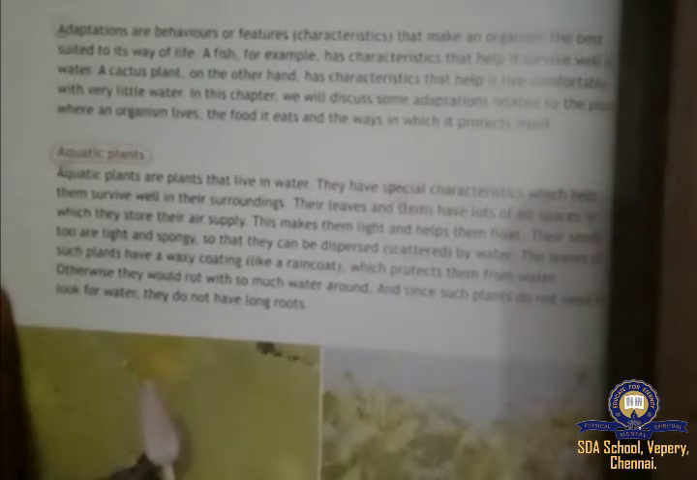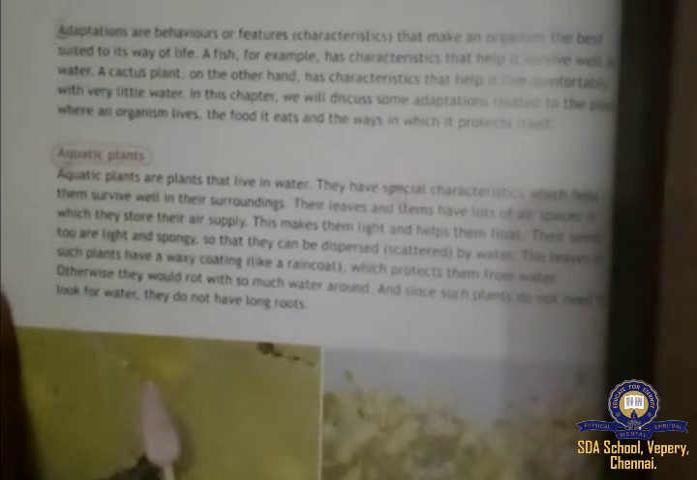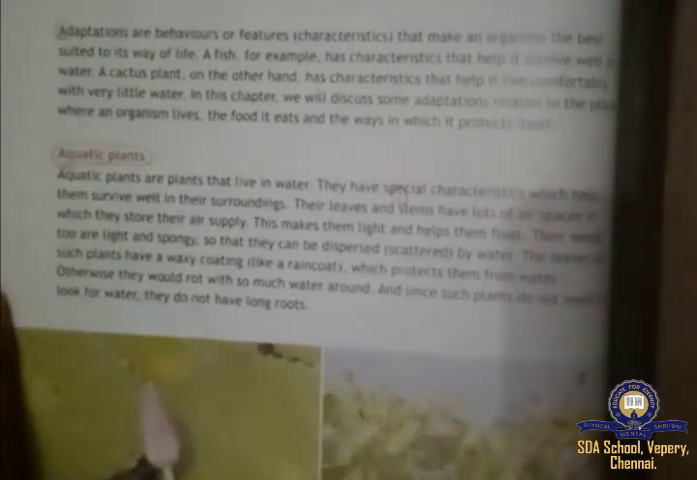Why are we wearing a raincoat if it rains? Have you noticed the material of the raincoat? Even when water falls on the raincoat, what happens? It will not absorb it. It is waterproof. Same like that, the aquatic plants' leaves have a waxy coating, like a raincoat, which protects them from water. Otherwise they would rot with so much water around.